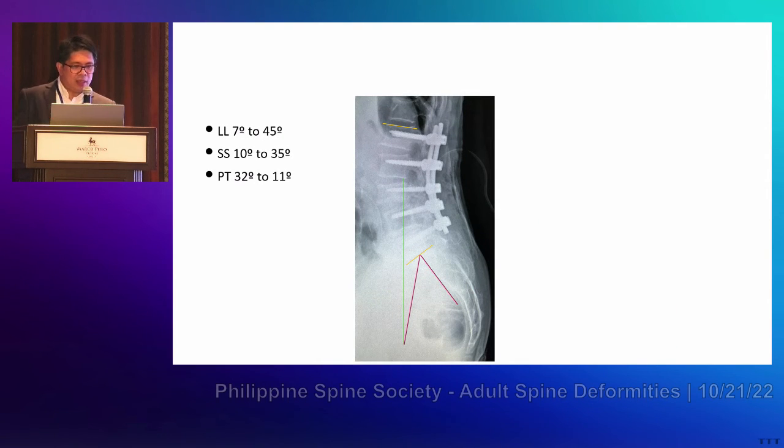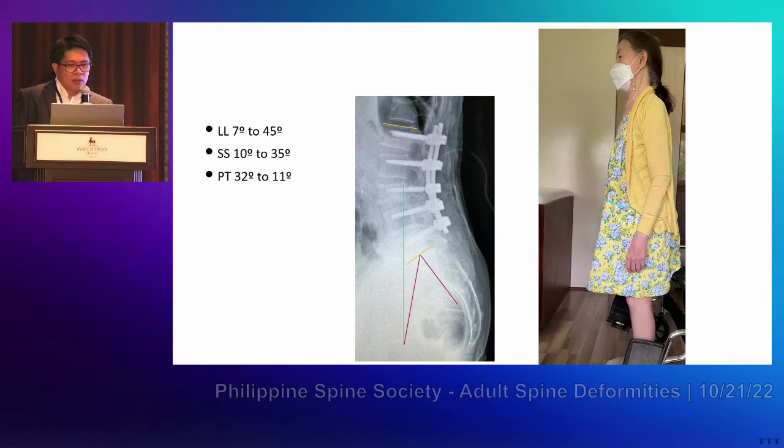So what I did, I indicated a PLF from L1 to S1. There is also a central stenosis at L4-L5, so I just did a fenestration procedure. I was able to improve the lumbar lordosis from 7 degrees to 45 degrees. So a big gain. It's now near the pelvic incidence. Pelvic tilting also decreased to 11 degrees. So this is the patient now with good pain control. Right now she's almost 4 weeks on analgesic holiday.